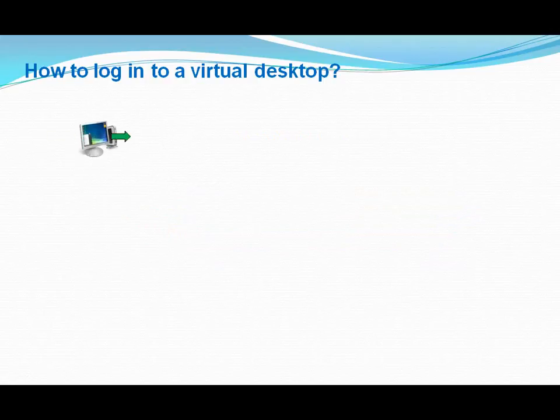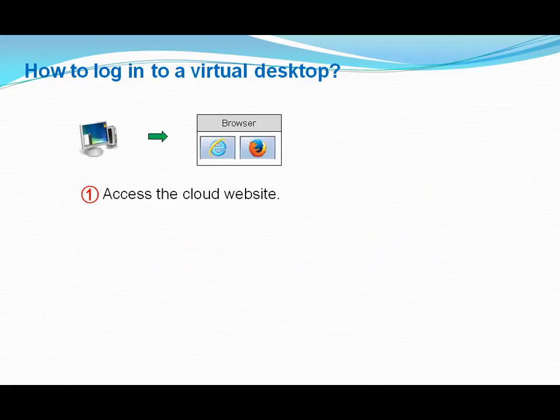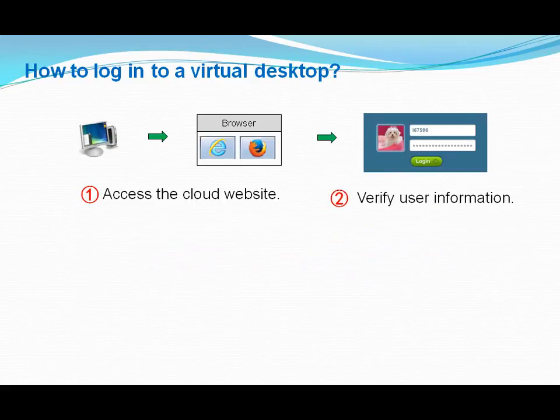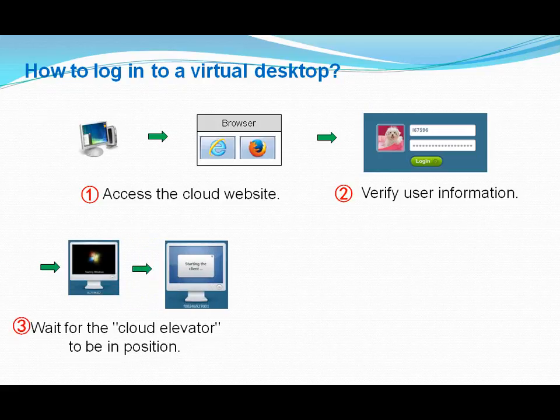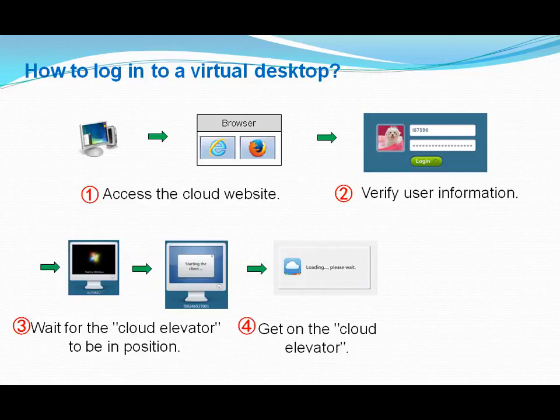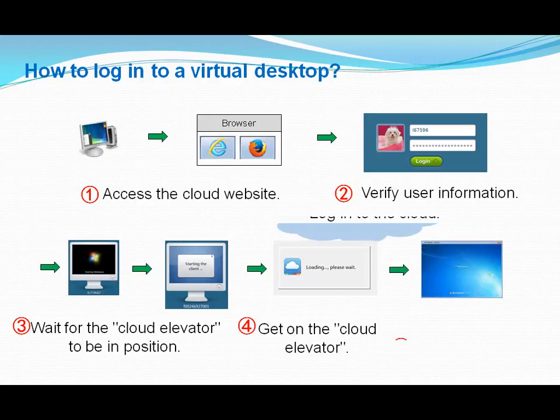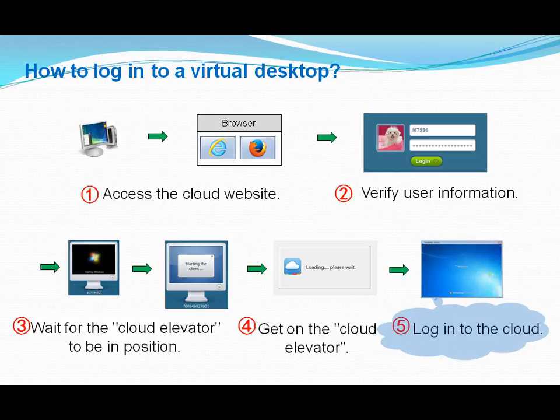To log into your virtual desktop, perform the following steps. Step 1. Open the Cloud client on the PC and select and access the Cloud website. Step 2. Enter the username and password in the login window. The system automatically finds the matched VM. Step 3. Double-click the VM icon. The system automatically loads the VM and displays the desktop information for the user. Till now, you have successfully logged into the VM. You can start to use the VM.